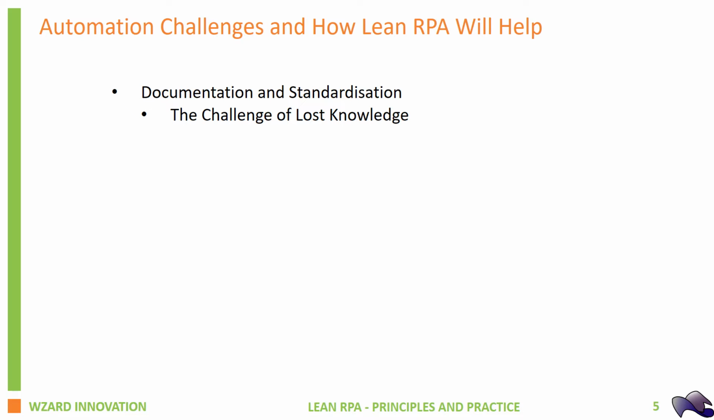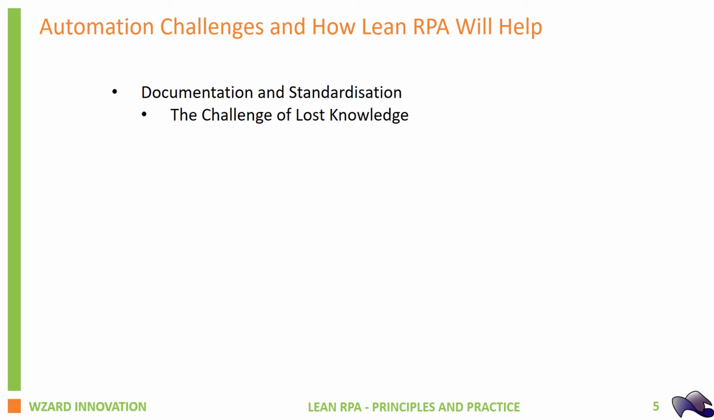Documentation and standardization gives us the challenge of lost knowledge. Inevitably, as you automate different processes, people will move on. Some will move on and further their careers within the organization, or move across the organization into other areas. Others will leave the organization entirely. But over time, the greatest fear is the loss of knowledge. And that is certainly one of the big risks.